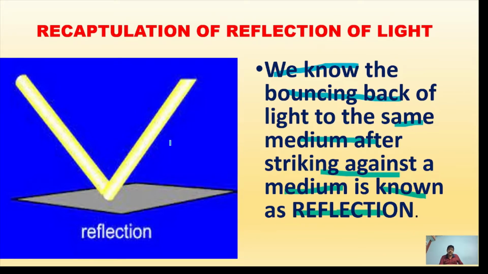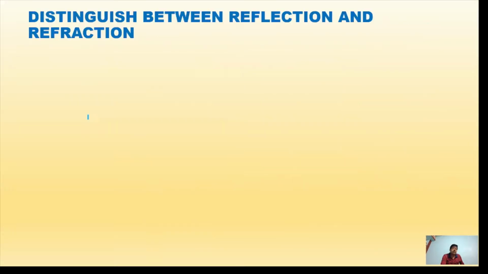Reflection of light. Here the light coming, the incident ray, is made to fall on the surface. After striking the surface, what happens? It returns, bounces back to the same medium. So this is one of the facts of the reflection of light, and the reflection of light takes place in one medium.